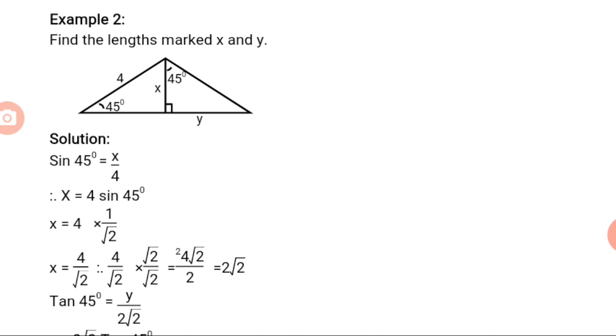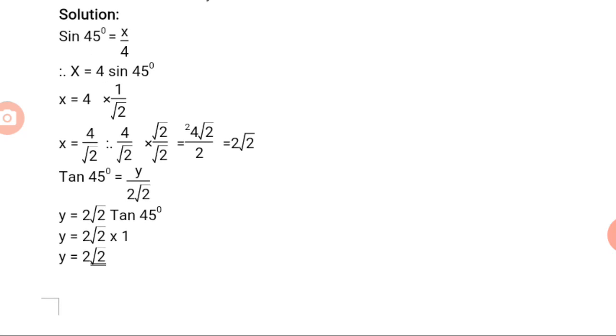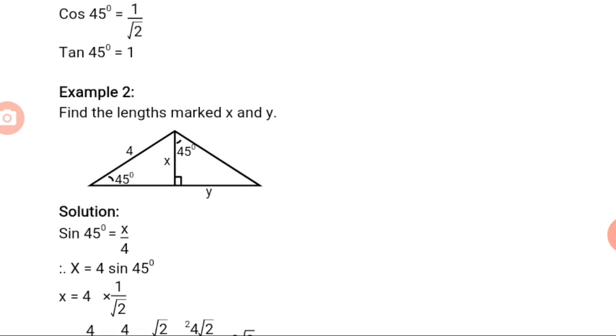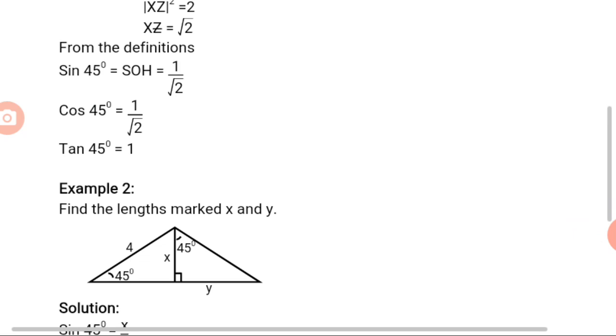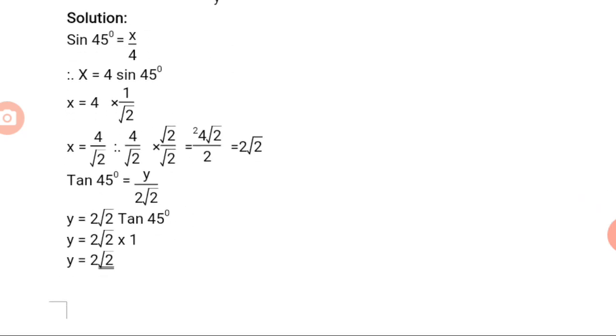The value of x, which is the adjacent, is 2 root 2. Therefore, tan 45 is equal to y all over 2 root 2. Therefore, y now will be equal to 2 root 2 tan 45. But we can recall that tan 45 is 1. Therefore, you now substitute. You now say 2 root 2 times 1, where 1 is tan 45. Therefore, 2 root 2 times 1 is 2 root 2.